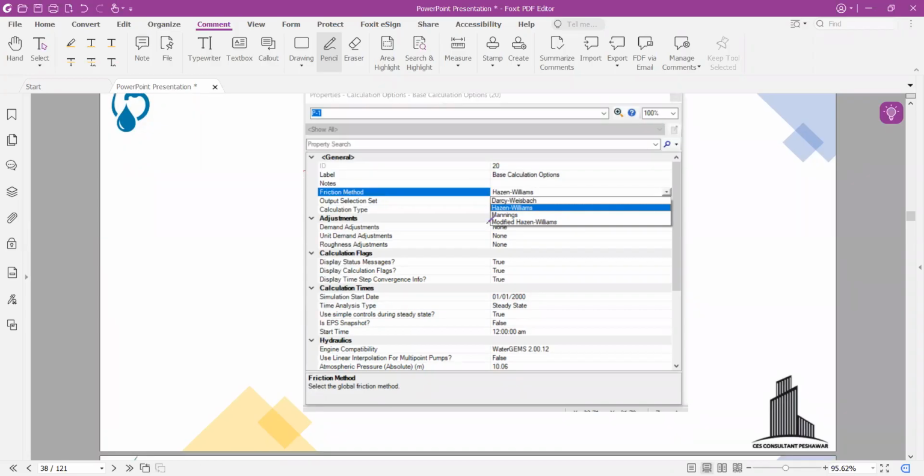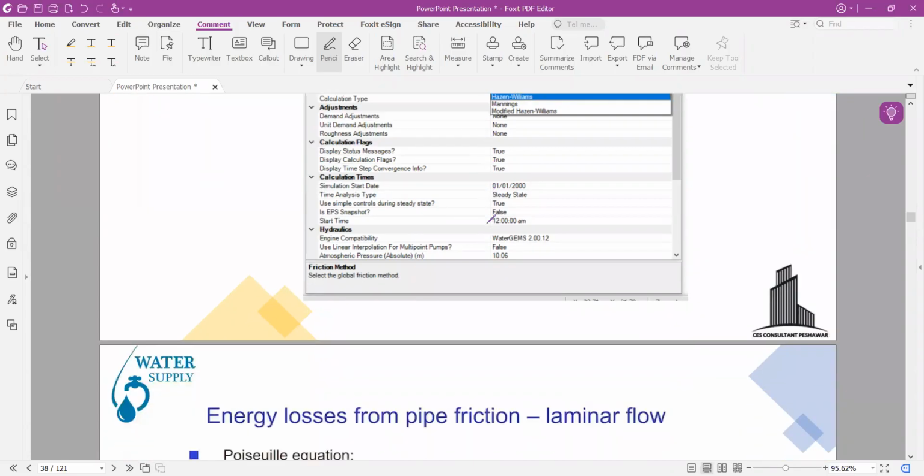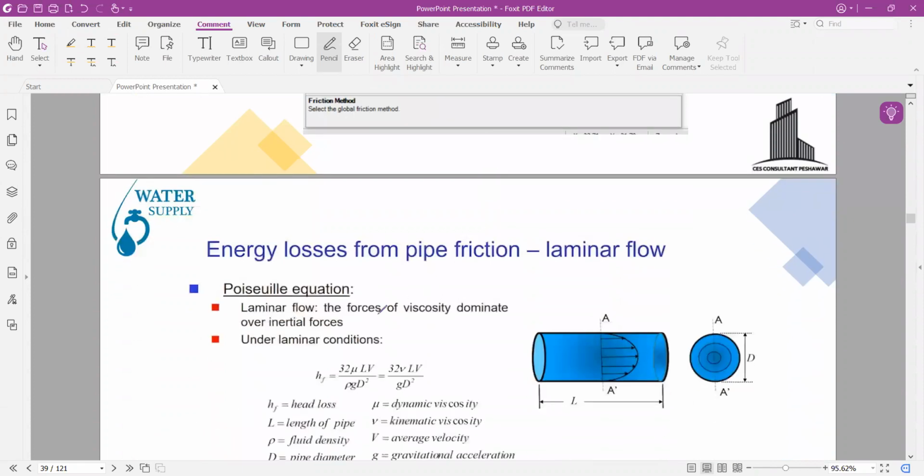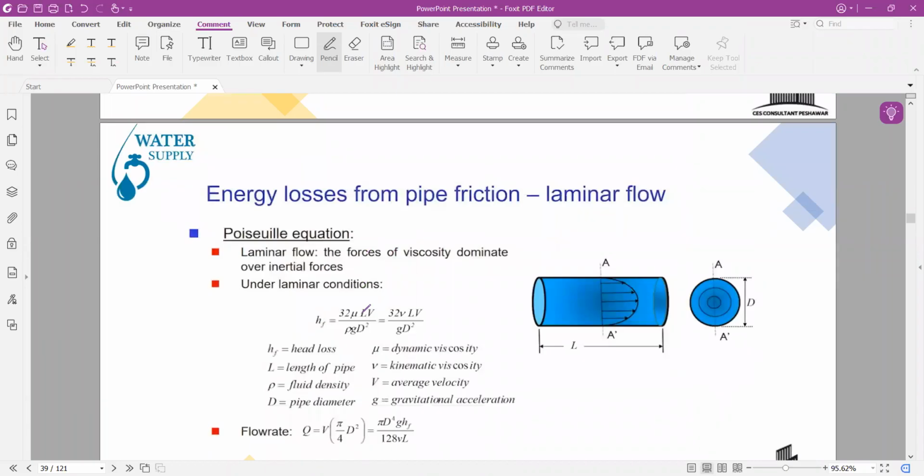We will discuss them one by one. First of all, the Poiseuille equation is mostly used for laminar flow, but in the case of water supply design, we mostly assume that the water flowing through the pipe shows turbulent flow.